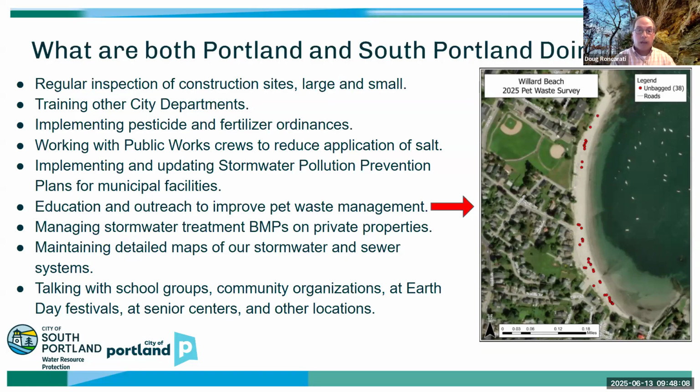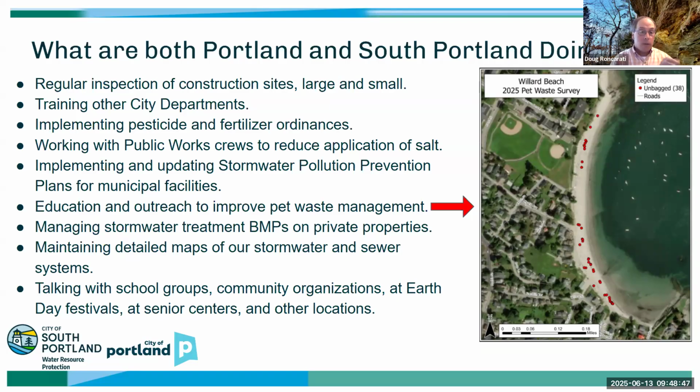We are providing training to our Public Works Department and all of our other departments on pollution prevention and good housekeeping. We have both put together, South Portland's a leader and Portland followed on this, pesticide and fertilizer ordinances to try to reduce the amount of pesticides and fertilizers that get into our water. We're working with our crews at Public Works and Parks and Rec in our case to reduce the amount of salt and to use best practices that reduce the amount of salt waste in handling so that there's less salt getting into our freshwater systems.